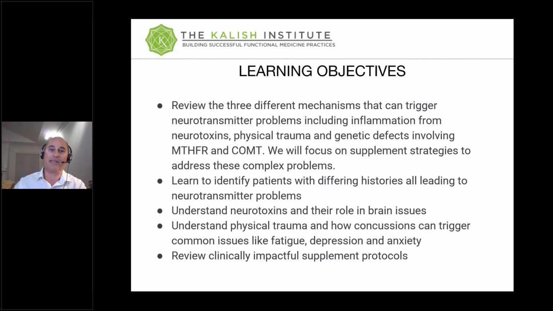There are 3 different things that can screw up neurotransmitters. All of them are treated in similar ways, and all of them are treated in different ways, so you have to be able to differentiate. You could have inflammation in the brain because of neurotoxin exposure. You could have inflammation in the brain that's persistent because of physical trauma, blows to the head. And you could have genetic defects which just make that person prone to problems with the brain. Maybe not brain inflammation, but let's just say problems with neurotransmitters.